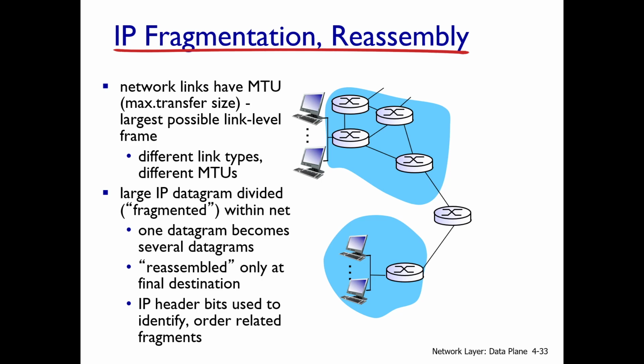So large IP datagrams are divided, fragmented within each router: one datagram becomes several datagrams, and they are reassembled only at the final destination. IP header bits are used to identify and order related fragments. So let's say you are using Ethernet and you have a 2000 byte datagram. Your datagram size is 2000 bytes.